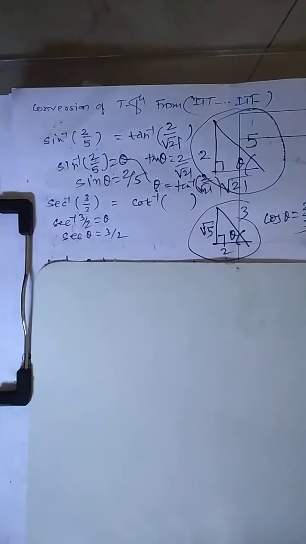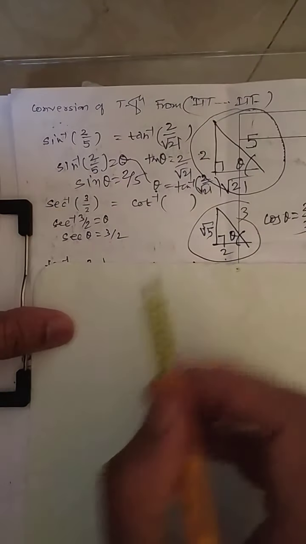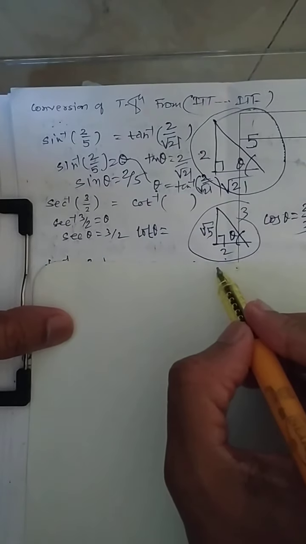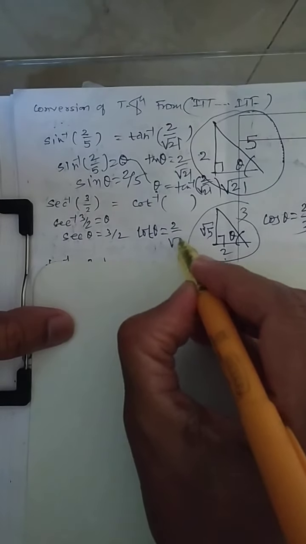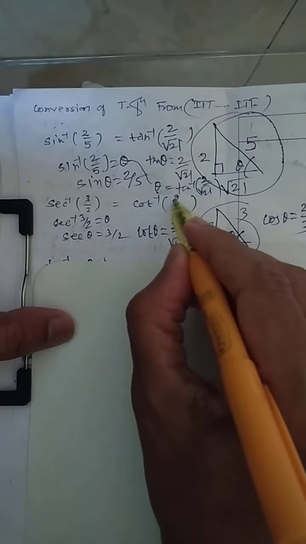From this figure, whatever is asked of you, you can just pick up. What is asked here? Cot. So what is cot of theta from this figure? It is nothing but 2 by root 5. So theta will be nothing but cot inverse of 2 by root 5. So it is very easy to convert from one form to another form.